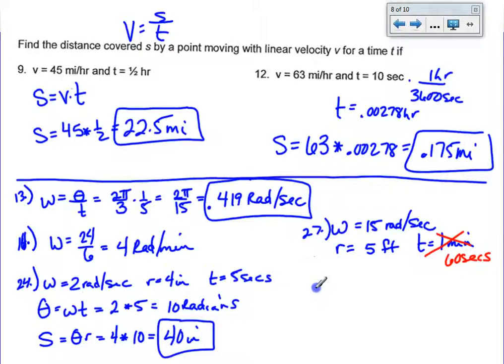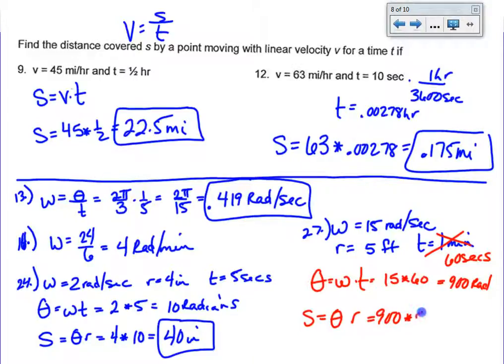So, just like the last problem, we first had to find our central angle by doing omega times t. So 15 radians per second times the 60 seconds. Oh, I can't think anymore. Can you tell it's early? Is 900 radians. And then to find our arc length, it's your central angle times your radius. So 900 radians times our radius was 5 feet. So let's see, that'd be 4,500 feet. I hope they wanted their answer in feet.